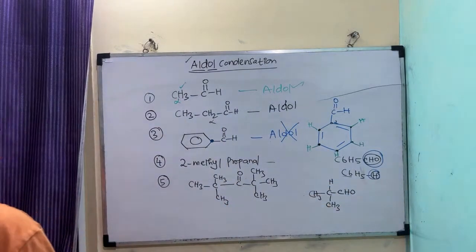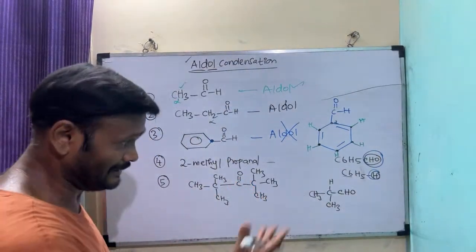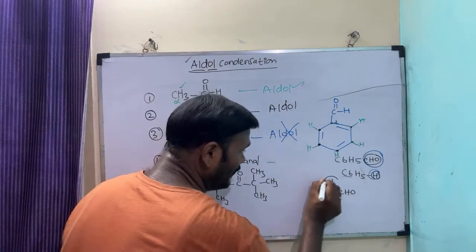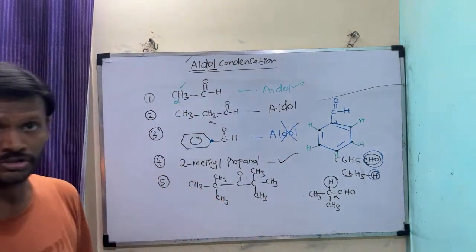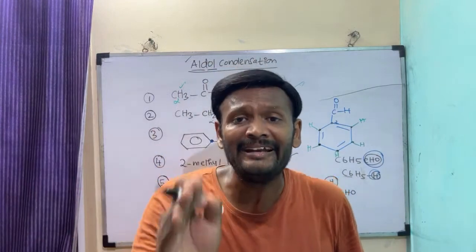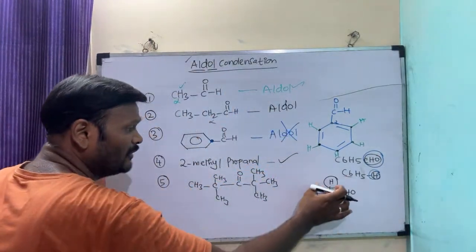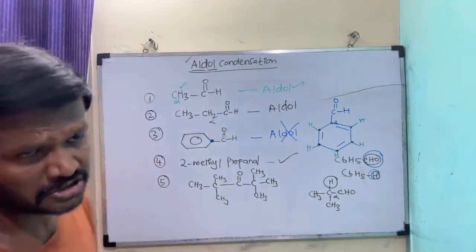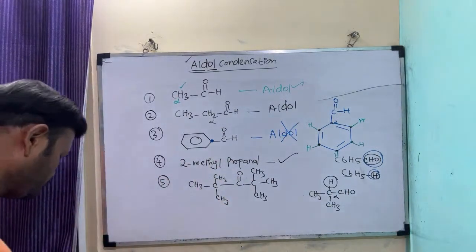Whether it is involved in aldol condensation or not? Definitely. Why? Because it has an alpha carbon, and the alpha carbon has alpha hydrogen. So definitely this molecule is going to be involved in aldol condensation. This is a simple trick: just look at whether alpha hydrogen is there or not in the molecule. In an aldehyde or ketone, if it has any alpha hydrogen, definitely that molecule is going to be involved in aldol condensation. Clear? Right.